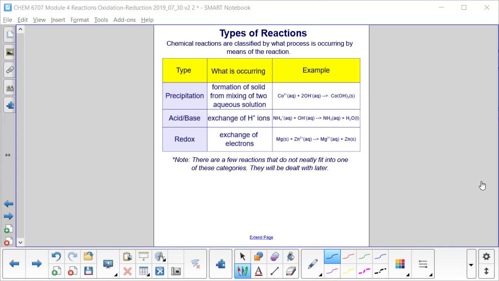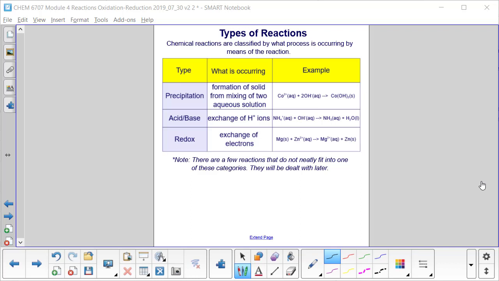As we've talked about in a previous presentation, chemical reactions are classified by what process is occurring by means of the reaction. Precipitation reactions involve the formation of a solid from mixing 2 aqueous solutions. There's a net ionic equation shown for the formation of cobalt-2 hydroxide. Acid-base reactions involve an exchange of hydronium ions or H+ ions, as shown in the neutralization reaction of ammonium with hydroxide. Redox reactions involve the exchange of electrons, as you can see in the example where magnesium loses 2 electrons, and zinc gains those 2 electrons to form the 2 different products.